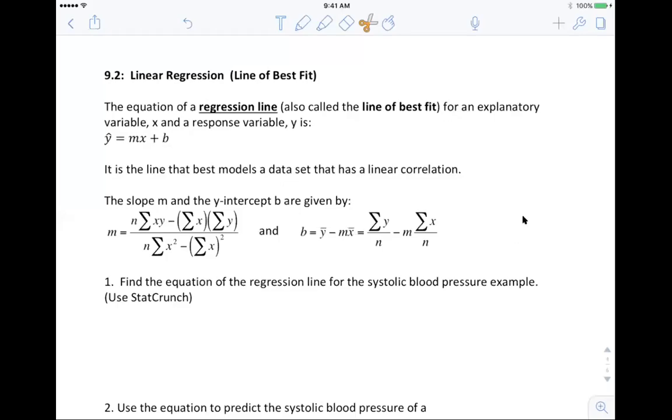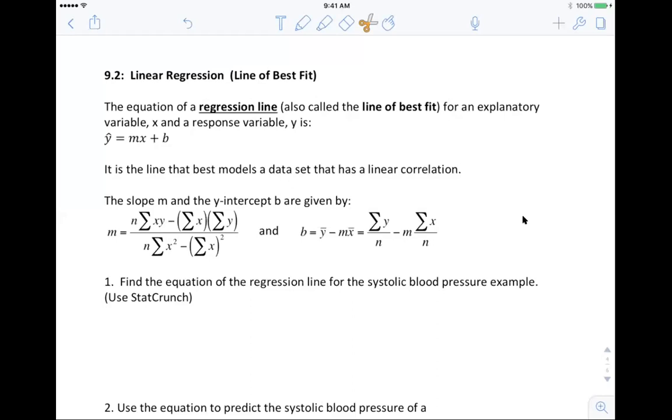Hey class, this video is going to cover section 9.2, which is on page 4 of your notes for chapter 9. It's on linear regression, or another name for that, line of best fit. This is the old y equals mx plus b from algebra. Might bring back some memories for you. Really, we're going to be using StatCrunch though, woohoo.